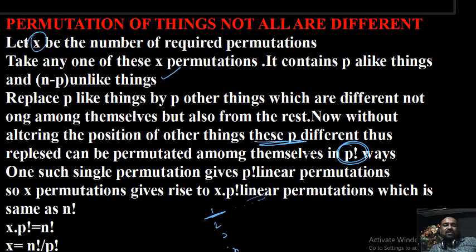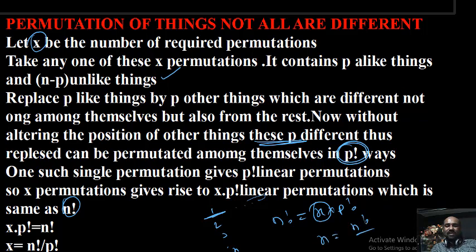So in this, one such single permutation gives p factorial linear permutations. So x permutations give rise to x into p factorial linear permutations, which are the same as n factorial. Which are the same as n factorial means all these n things are treated as different. How many permutations will you get? Those many. That's why n factorial is nothing but x into p factorial. But I want x. What is x? n factorial by p factorial. X means the number of required permutations.